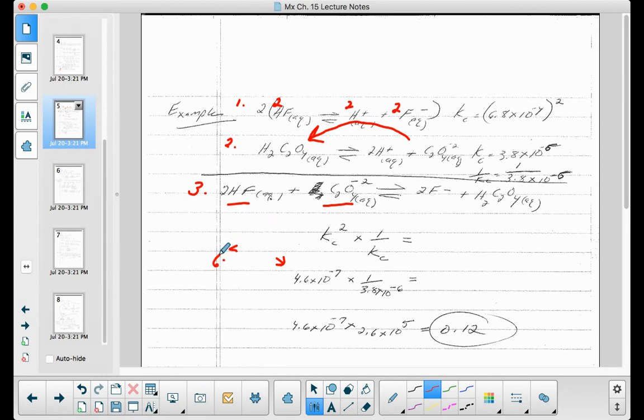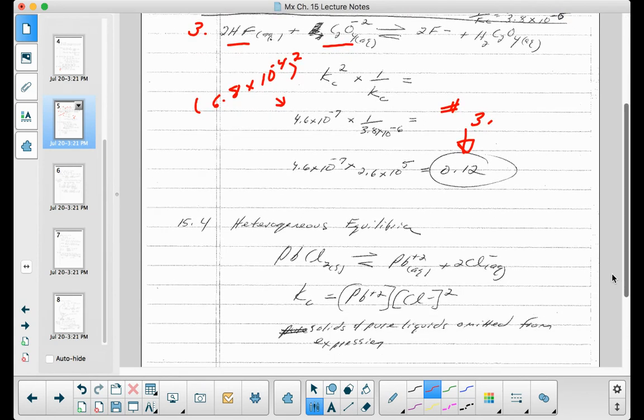So if I take this here, that is 6.8 times 10 to the negative fourth squared. I didn't do that out, but that's where that value comes from, times 1 over 3.8 times 10 to the negative sixth, which is that value there. Then that would equal my K value for that summative reaction number 3. Okay, so that's one nice example of that.